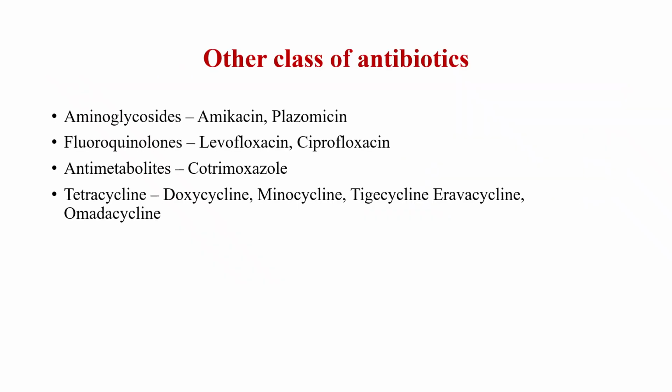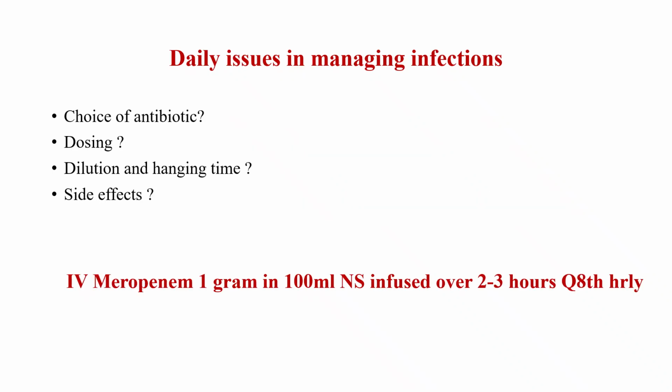So besides beta-lactams, there are other groups of antibiotics which act on protein synthesis and DNA. For example, aminoglycosides, amikacin, and plazomicin, which is a new aminoglycoside that is available, useful in treating some of the carbapenem-resistant Enterobacteriaceae. Then we have quinolones. Then you have antimetabolites like cotrimoxazole, which is a combination of sulfamethoxazole and trimethoprim. And then we have the tetracycline group, including glycylcyclines: doxy, mino, tigecycline, eravacycline, and omadacycline.